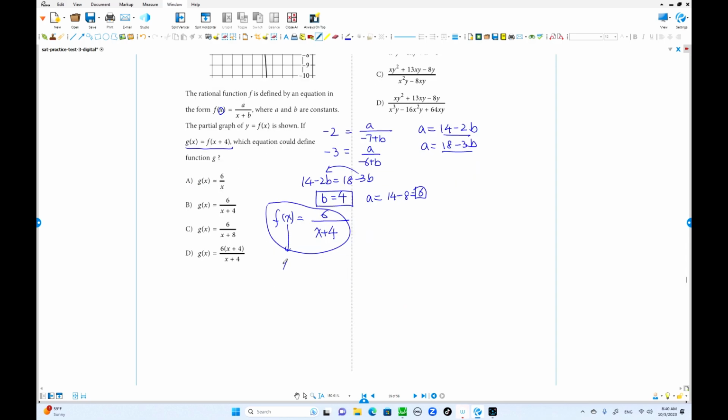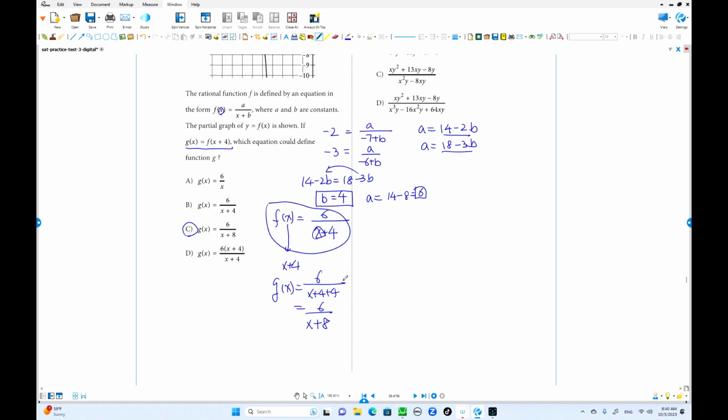Instead of x, we put here x plus 4 there, okay? So g of x equals 6 over, instead of x, x plus 4, plus another 4, okay? So 6 over x plus 8 is the answer, okay?